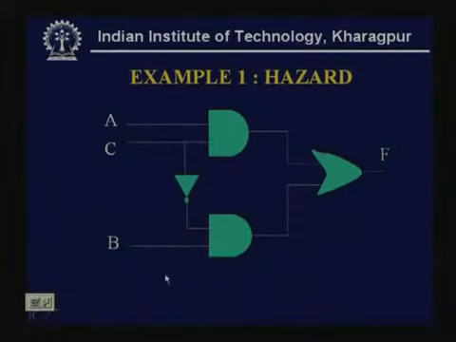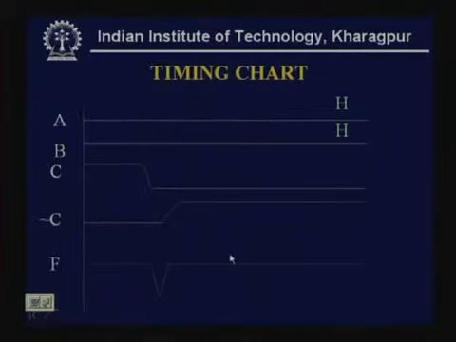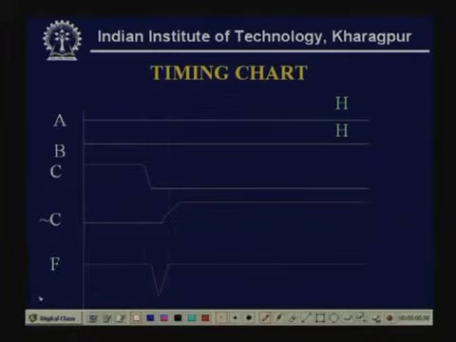Now, if we see the timing diagram or the timing chart of this particular circuit, say I am taking A and B, both are high. So, that means A equal to 1, here B equal to 1. Now, C is switched because C is the input of both the AND gates. Now, initially C is high.